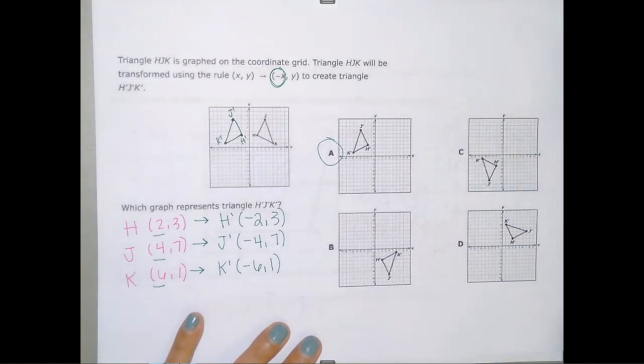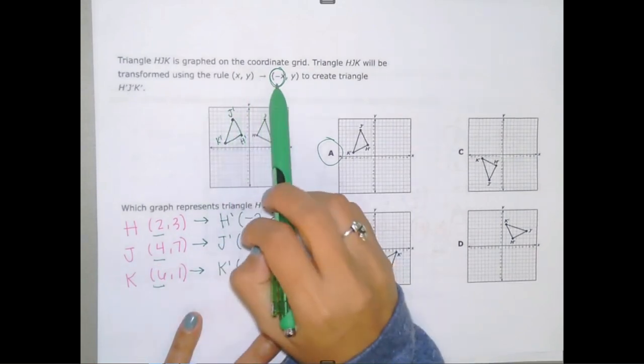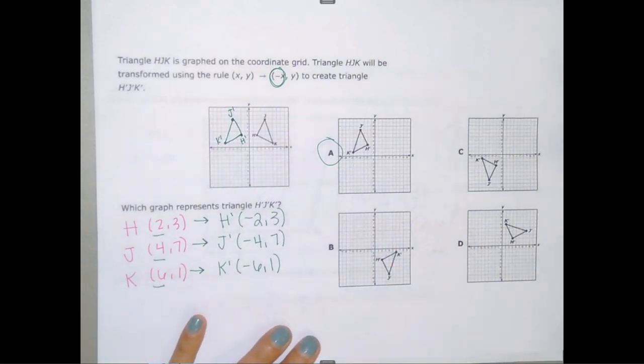Make sure you have all of this down. Can you tell me which type of transformation we used here on this problem with the rule X, Y turns into negative X, Y? Once you have all of this copied down, go ahead and flip to question number 3.